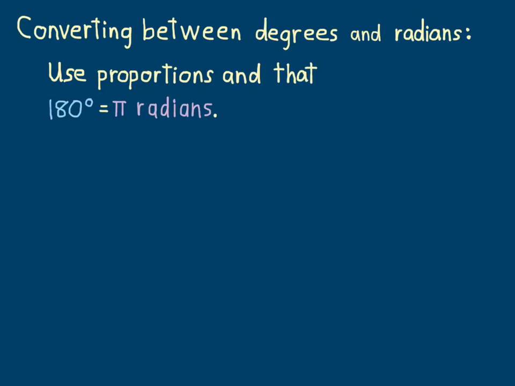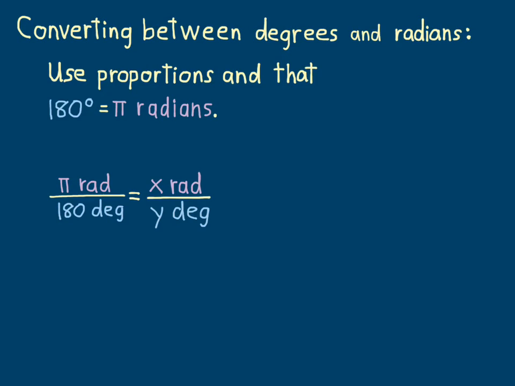You're thinking of the unit circle, the arc length there, half the circumference of the unit circle is pi. So pi radians is 180 degrees. So the way you do this, just make a ratio out of it, so that's a fraction. Pi radians over 180 degrees equals x radians over y degrees.